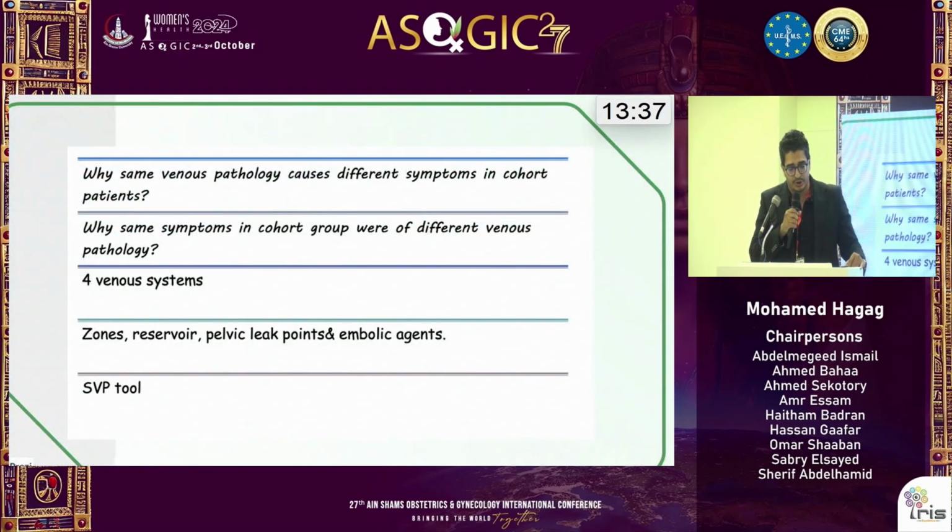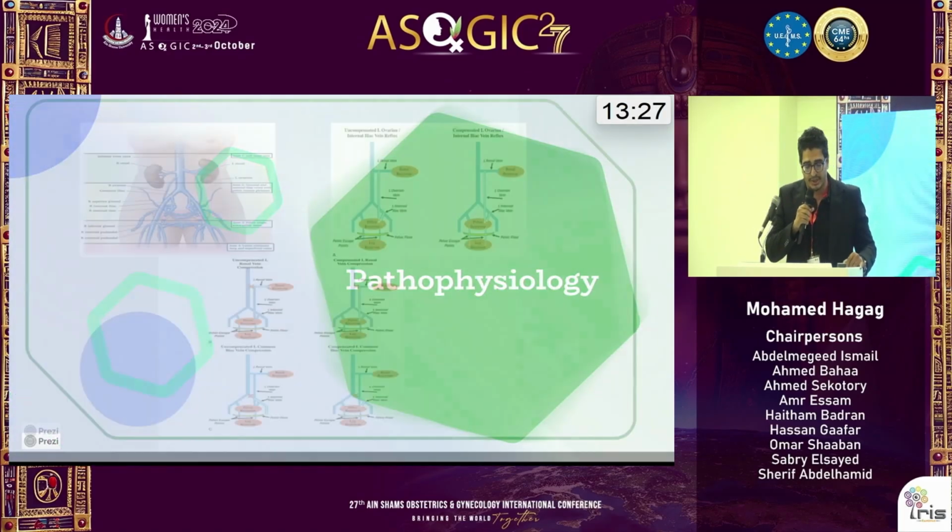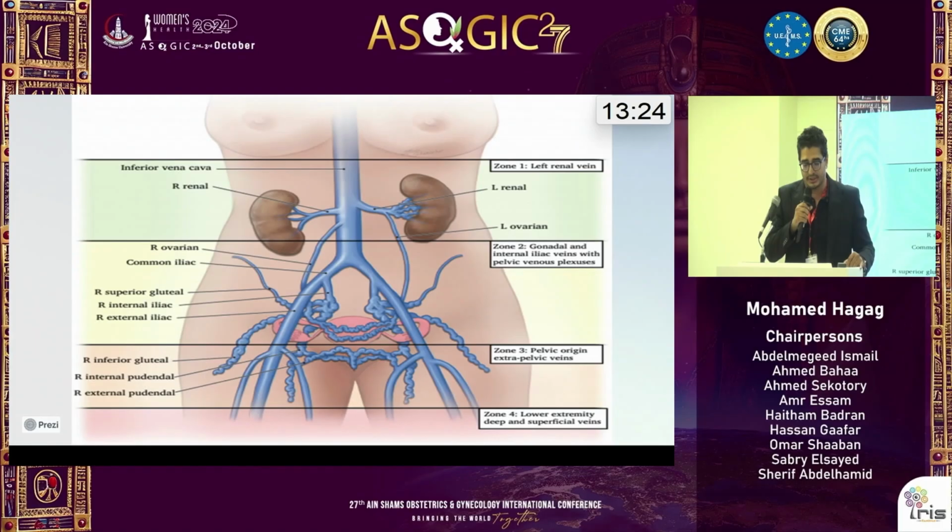Why does the same venous pathology cause different symptoms in a cohort of patients, and why do the same symptoms in a cohort group come from different venous pathology? This is because, as Professor Mark Meissner showed in this slide, females have 4 venous reservoirs: zone 1, left renal vein; zone 2, gonadal vessels and internal iliac veins; zone 3, pelvic and extrapelvic veins; zone 4, lower limb veins. All these 4 zones are connected to each other. So in females, all these veins are considered as one vein, unlike in males.